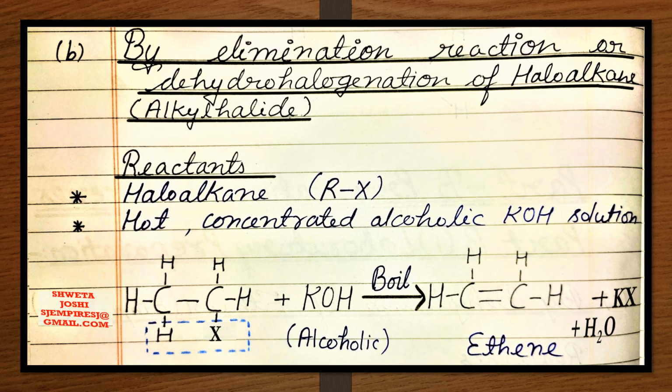Now covering our second laboratory preparation method, which is dehydrohalogenation of haloalkane. It is also a type of elimination reaction in which hydrogen and halide part is being removed from the reactant molecule, that is haloalkane, when it is reacted with alcoholic solution of potassium hydroxide at elevated temperature.